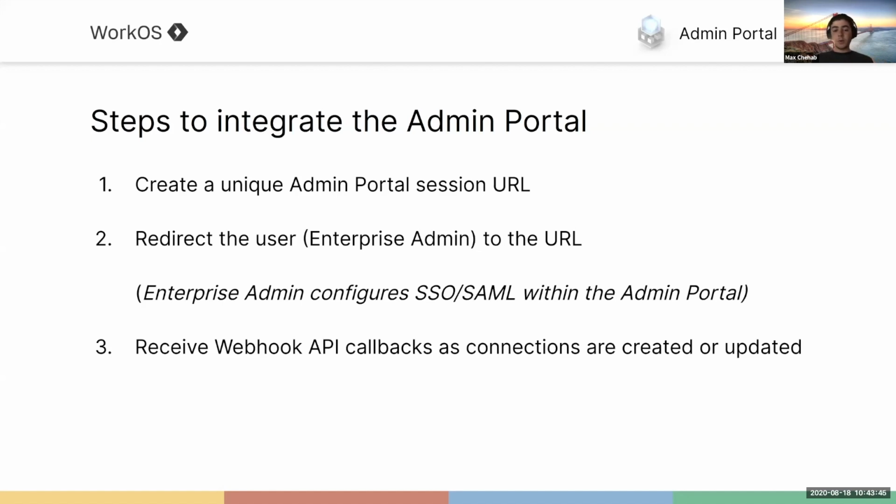With a webhook API callback, you can be notified when a connection, a configuration for SSO, has been created or updated. And with this information, you can update UI or change the authentication so that the entire organization can use WorkOS's SSO instead of username and password or whatever authentication method you had prior. So let's jump into the code and show y'all an example.